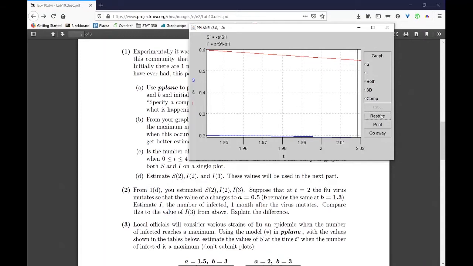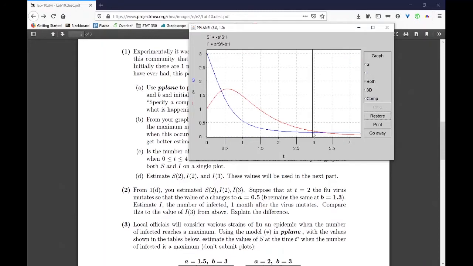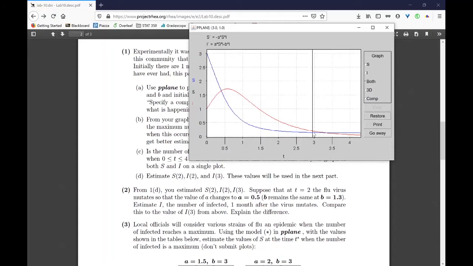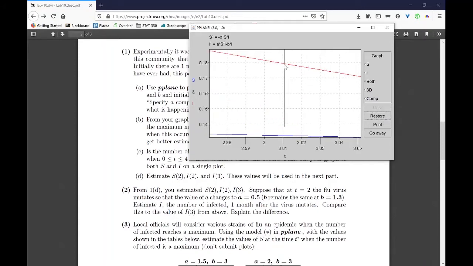And for I of 3, we can zoom in a little closer right here. Oh, whoops, that's too close of a time interval, so it screwed up. There we go. We see that I is right about maybe 0.18 million people.